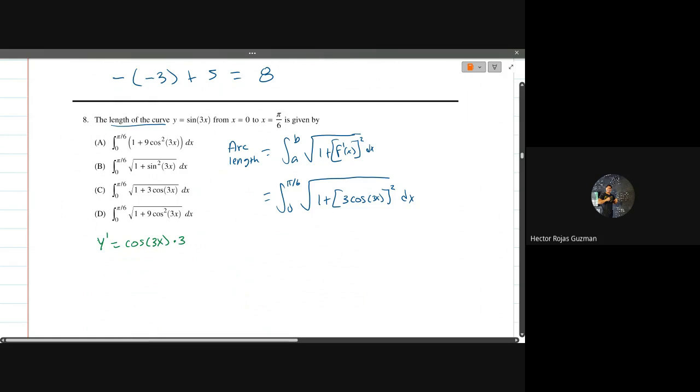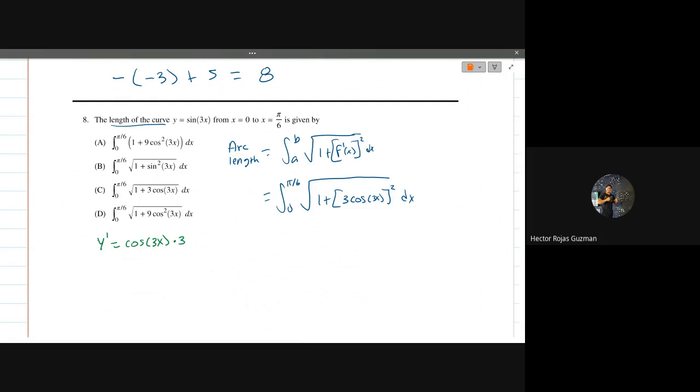The length of the curve for sine of 3x from 0 to pi over 6 is given by, okay, well, first of all, you have to know your formula for arc length, which is the integral from a to b of the square root of 1 plus f prime of x squared dx. If you know your formula for the arc length, this question is pretty easy because all you got to do is find the derivative of f of x, which is 3 cosine of 3x. That's all you got to do. Select your answer, which is D.